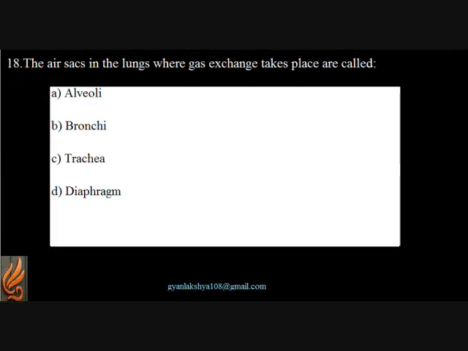The air sacs in the lungs where gas exchange takes place are called A. Alveoli. B. Bronchi. C. Trachea. D. Diaphragm.